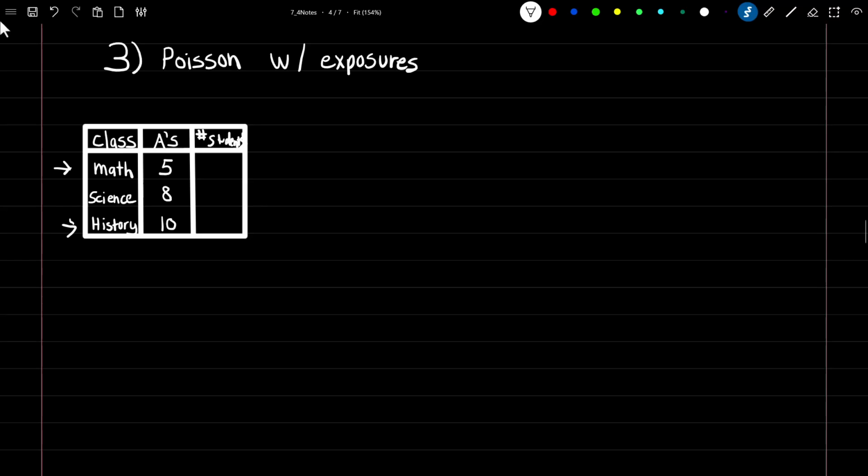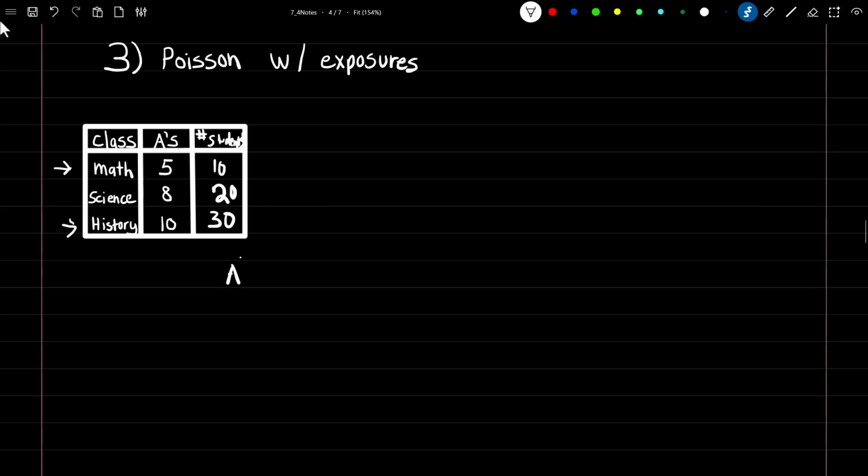So let's say the number of students that took math was only 10, the number of students that took science was 20, and the number of students that took history was 30. So now you can see that history was actually probably the hardest class because only 1/3 of the students got A's. Meanwhile in math, a half of the students got A's.